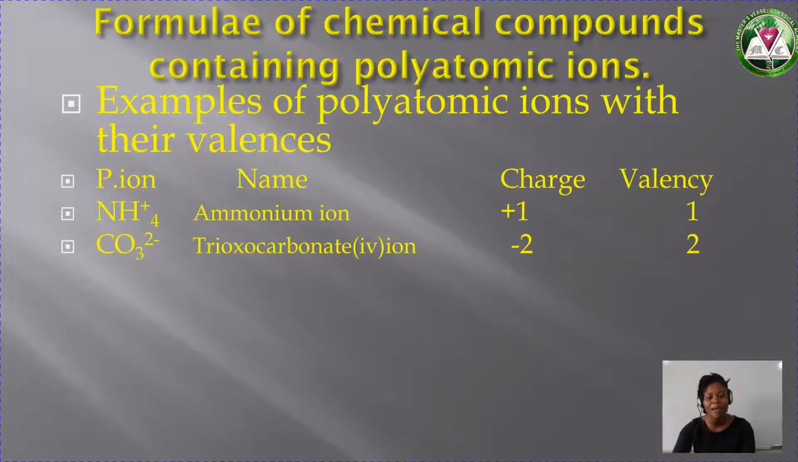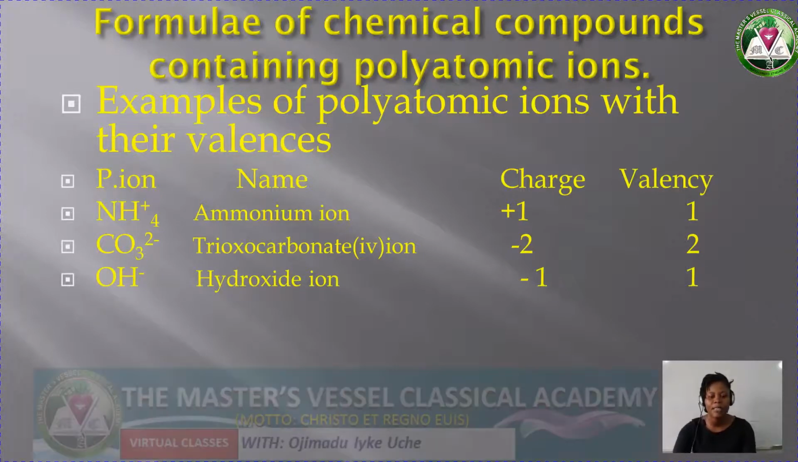If it is 1, it will be mono. If it is 4, it will be tetra. So trioxo is showing you that the oxygen is how many? 3. So trioxocarbonate(IV) ion has 2 minus as its charge. The valence is 2. Hydroxide ion.